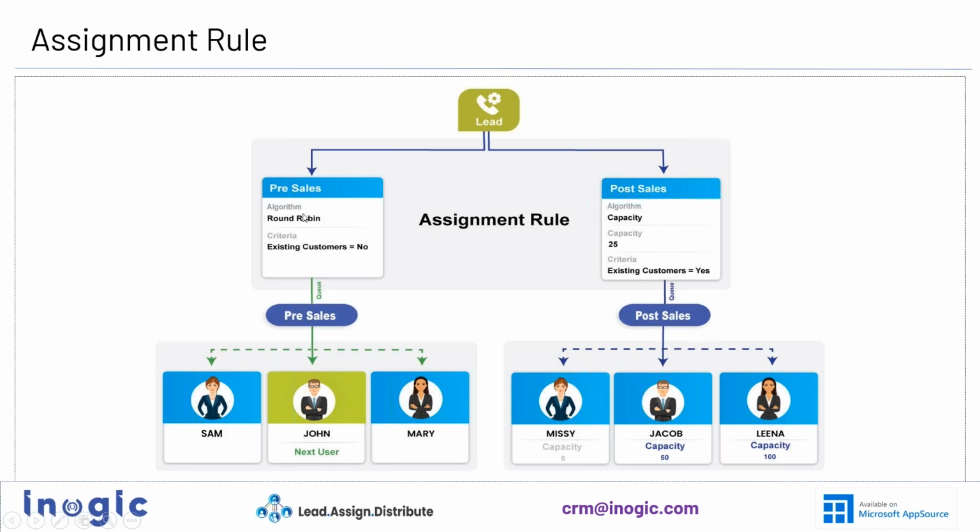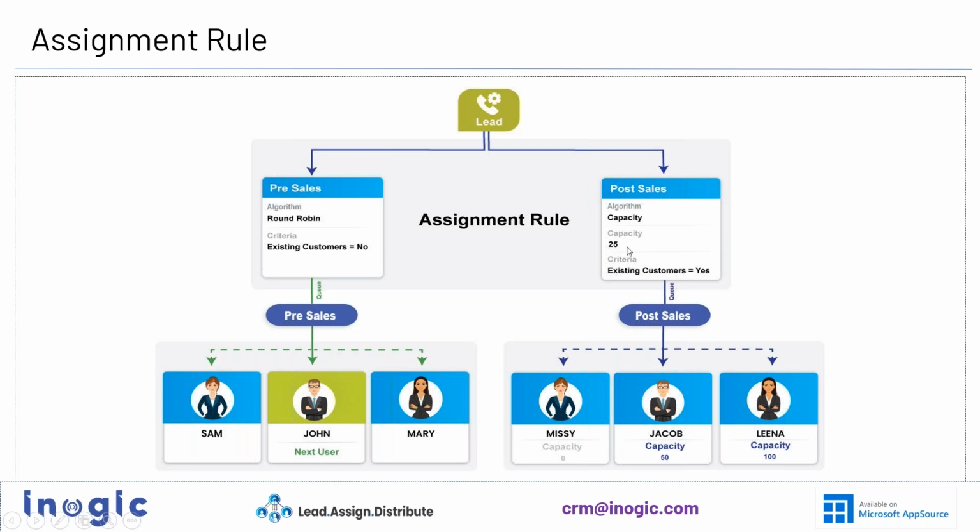So what exactly is this round robin algorithm? Let's say, for example, a lead is being created where the customer or the prospect is not an existing customer. So the selection criteria is definitely matching. It is satisfied. This means that the record can be assigned to either Sam or John or Mary. So the first lead that is being created will be assigned to Sam. The second lead will be assigned to John. The third lead would be assigned to Mary. The fourth lead will be assigned back to Sam. The fifth one to John, and so on. Quite simple, isn't it? Now let's see the capacity algorithm.